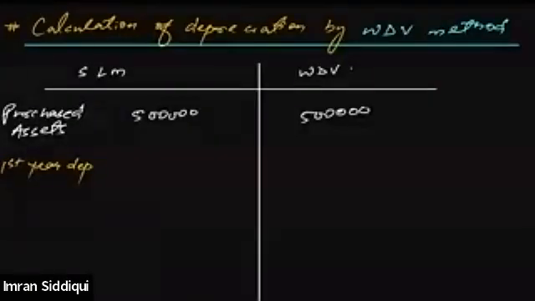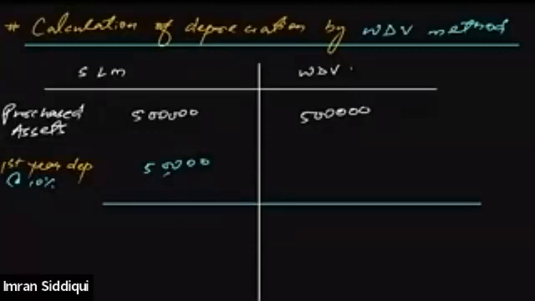Let's assume the rate of depreciation is 10% per annum. So in case of the straight line method, what do we do? We simply calculate 10% of 5 lakh, which is 50,000, right? This is the depreciation of the first year.